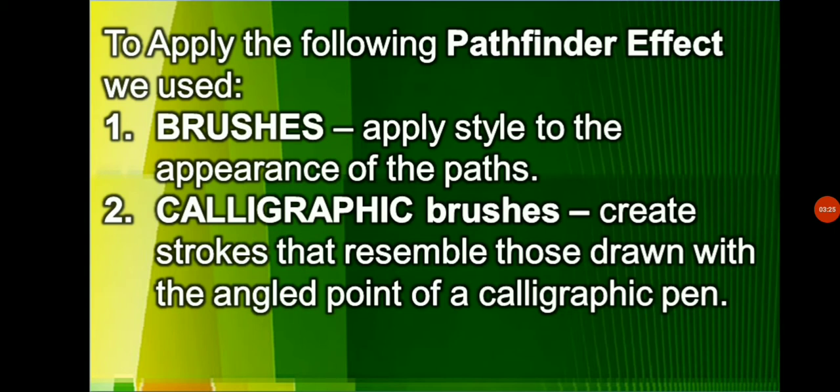Number 1 is brushes. We use them to apply a style to the appearance of the paths. You can apply brush strokes to existing paths, or you can use the paintbrush tool to draw a path and apply the brush strokes. And also the types of brushes. Calligraphic brushes create strokes that resemble those drawn with the angled point of a calligraphic pen and draw along the center of the path.